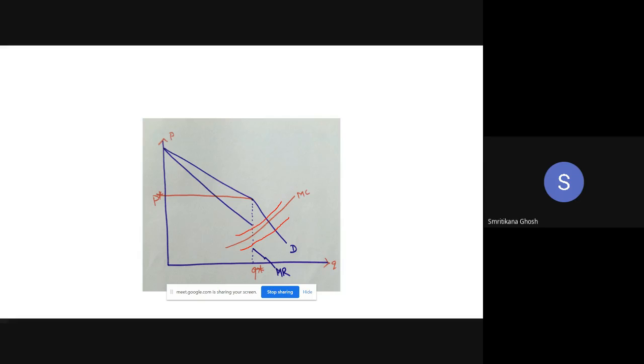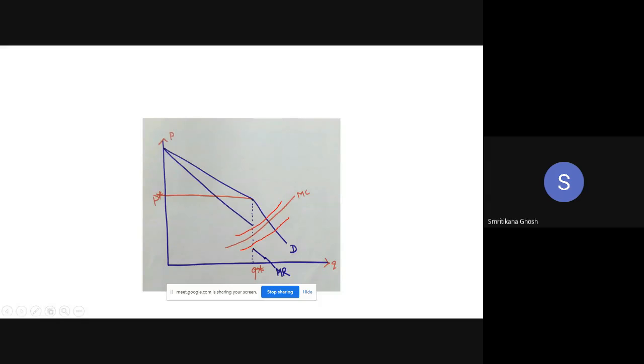This is a range of the MR. If your MC is within this range, then whatever the change in your cost, price will be the same. So this is how the Sweezy model is explaining why price is constant, why price is sticky. Sticky price model. So this is the Sweezy model. We have two other models. The first one is the Bertrand model and the second one is the price leadership model. We will explain them in the next class.